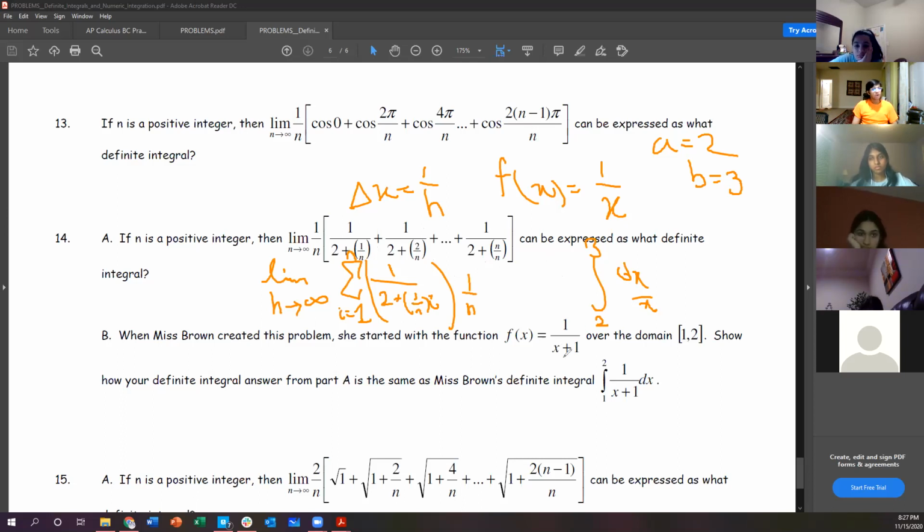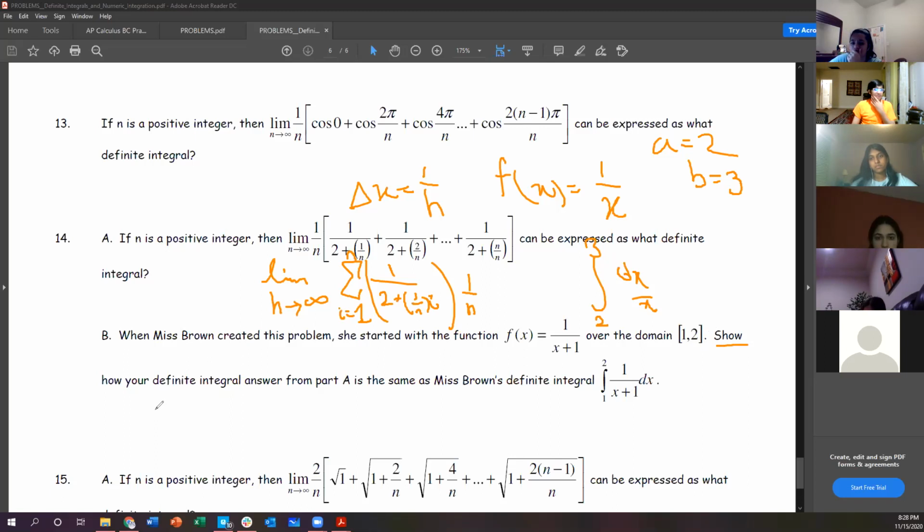The other option is to start with this function, 1 over x plus 1. Whenever it says show in AP Calculus, what you're doing is a proof, okay? Show means proof. So you're going to do a proof that this integral equals this integral. There's a few ways you can do it. Perhaps one is to simply calculate this definite integral and then calculate this definite integral and then say that the two are equal. That's one way. Let's do a more elegant way, perhaps.